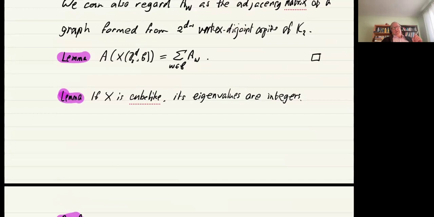Now, there's an assignment question on this, which basically constructs an eigenvector, and from this you deduce that the eigenvalue is an integer, and then you see the eigenvectors you've got form an orthogonal basis. So you deduce that the eigenvalues are integers. Okay, so that's the proof in the assignments.